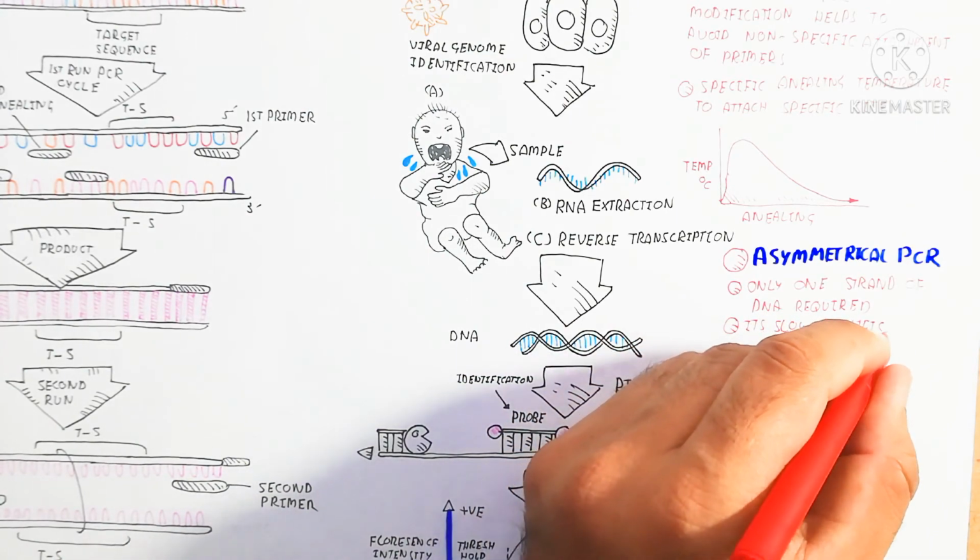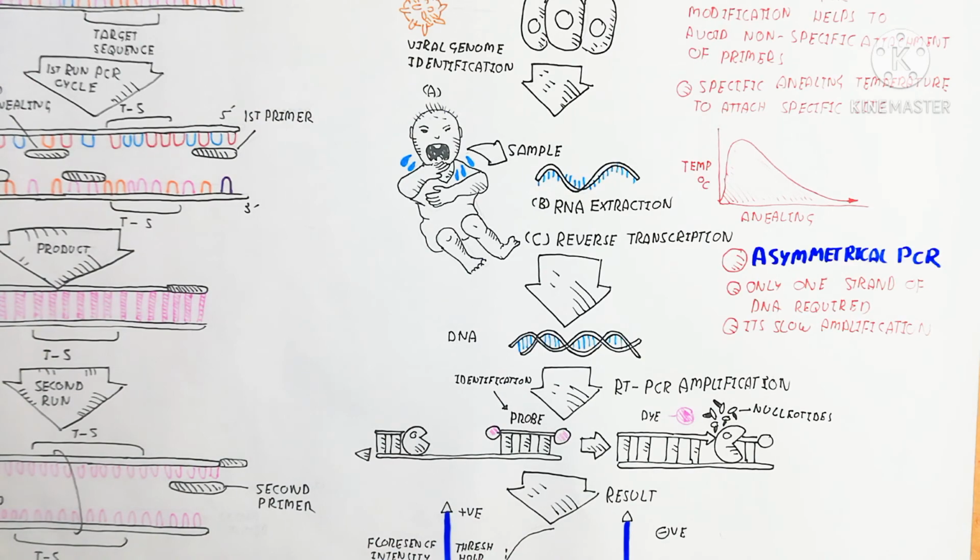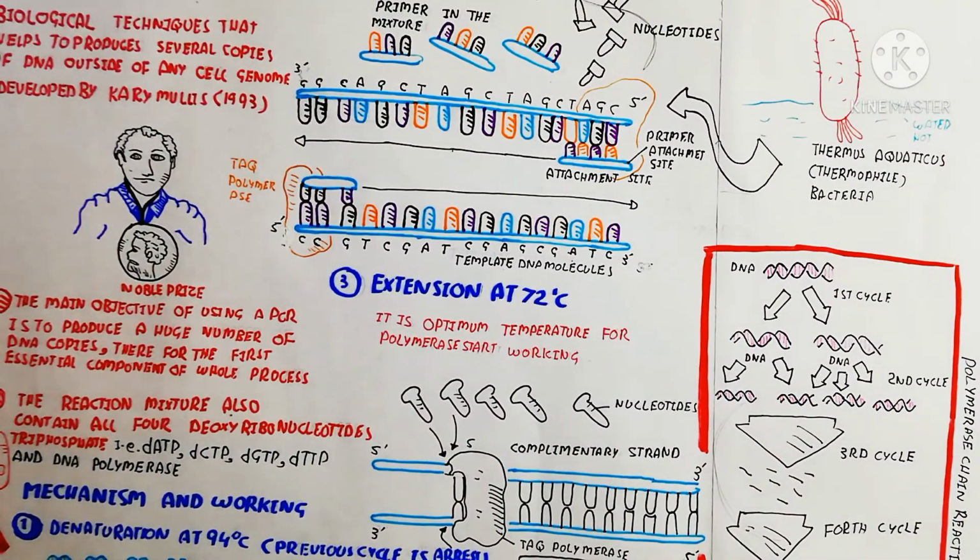On the other hand, asymmetrical PCR is also used, which amplifies only one strand of the DNA sequence. It's a slow amplification.